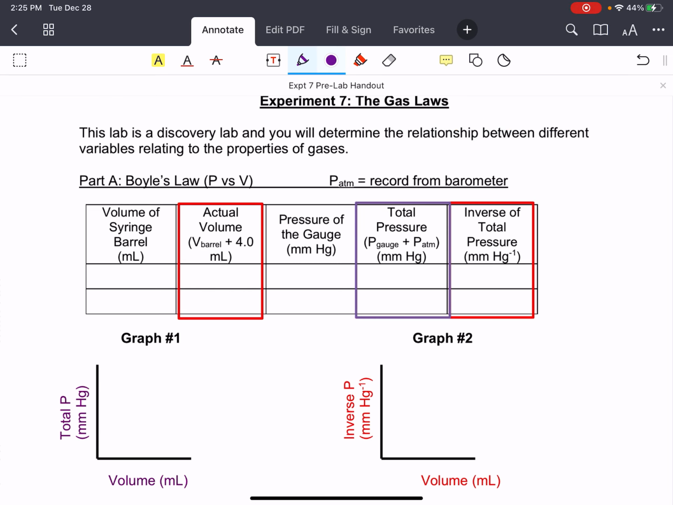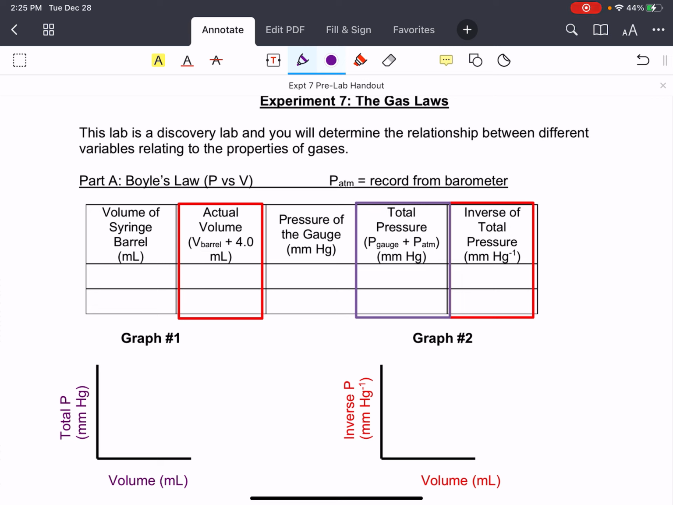In this video, I'm going to be describing what you'll do for Experiment 7, which is the gas laws experiment. This is a discovery lab where you're going to be determining the relationships between pressure, moles, temperature, and volume, which are the simple gas laws, and you're going to be doing this experimentally and graphically.